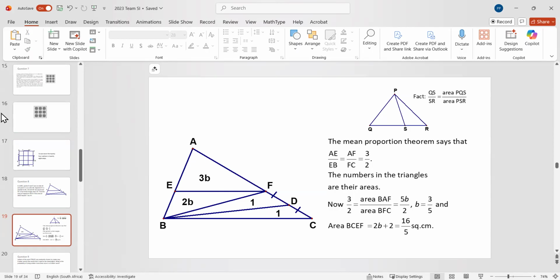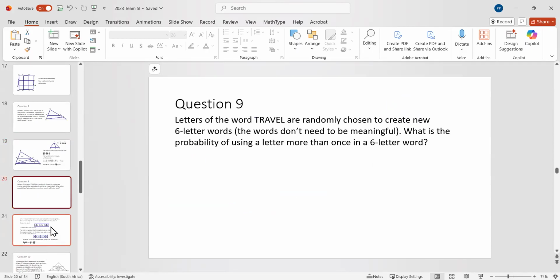Let's get on to the next problem, which is question 9. Question 9 says, the letters of the word travel are randomly chosen to create new 6-letter words. The words need not be meaningful. What is the probability of using a letter more than once in a 6-letter word? Okay, this is a counting problem.